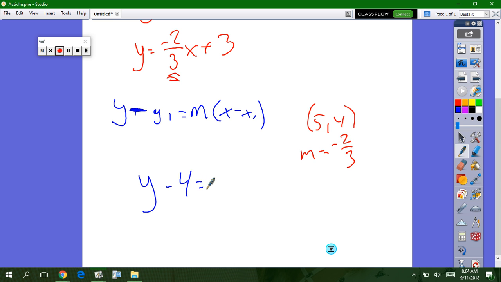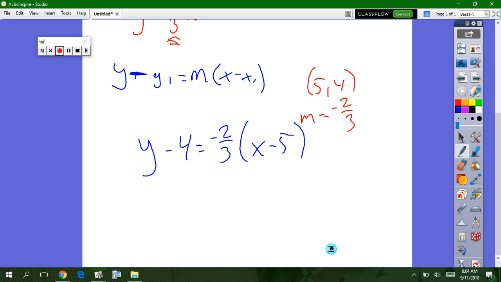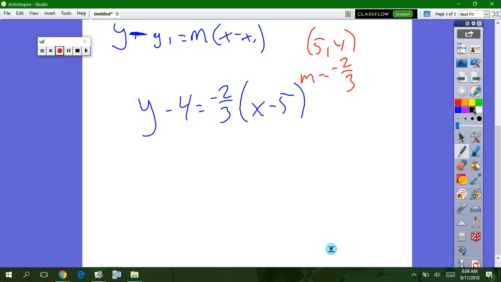y minus 4 equals negative 2/3 (x minus 5). So this one's not going to come out pretty because of the fraction here. Okay, sometimes it does, but in this case I just made it up so it's not so pretty. So as I distribute it through, y minus 4 equals negative 2/3 x. How do we multiply fractions? Straight across, right? So underneath this 5 is a 1, so I notice I have a 10/3, don't I?